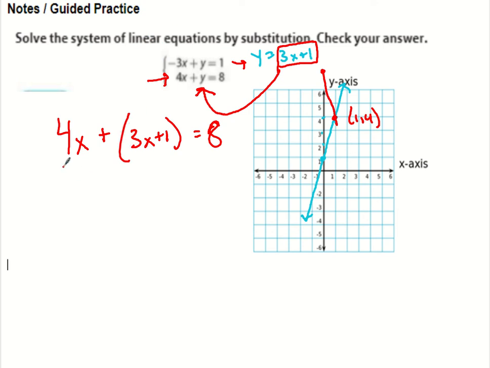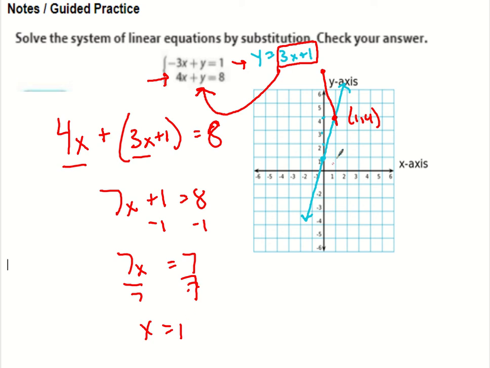So I can combine my like terms. 4x and 3x makes 7x. I still have plus 1 equals 8. And if you notice, I have a two-step equation now. I can subtract 1 on both sides. 7x equals 7, divided by 7. And I get x equals 1, which is what we had here when we solved it by graphing.